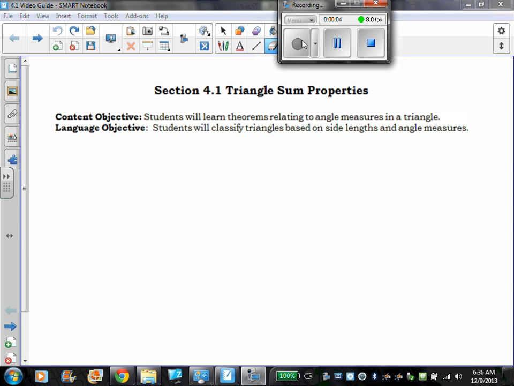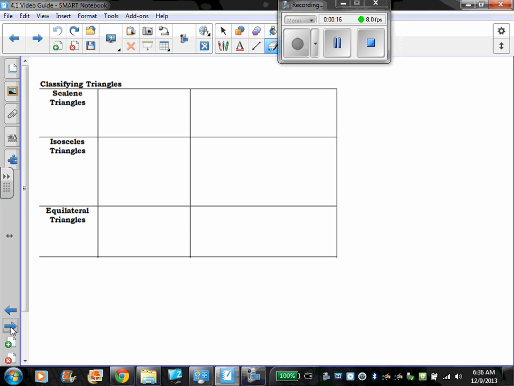Today we're talking about triangle sum properties. By the end of this, you should be able to use theorems that relate to angle measures in a triangle and to classify triangles based on side lengths and angle measures. So let's get started. First thing we're going to do is learn how to classify triangles and review a little bit of this.